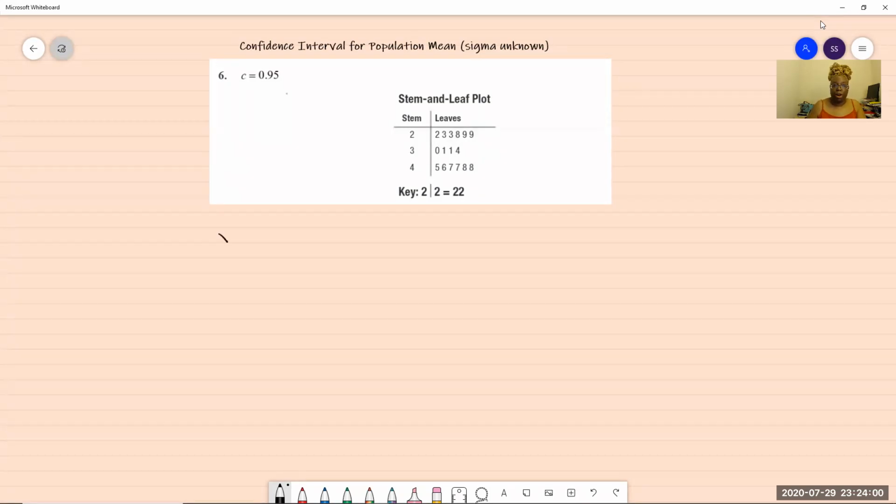The formula is x bar minus t alpha over 2, again, we explained why we needed t alpha as opposed to z, times s over the square root of n, is less than mu. Now we're talking about the population mean, that symbol mu looks like a u, is less than, of course, the upper end. So here's your formula.